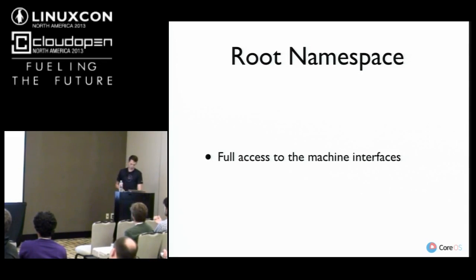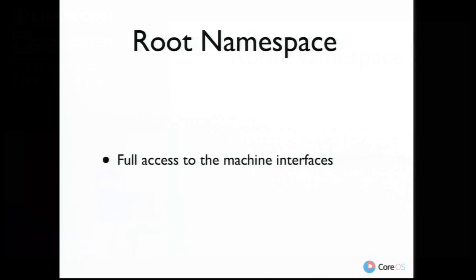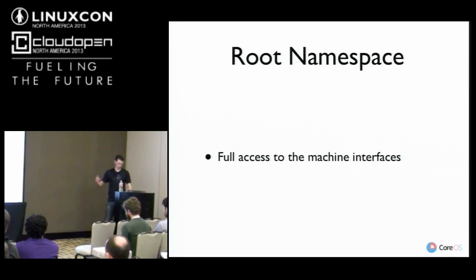And then the other way of doing it is the root namespace, where essentially you just are given access to all the devices. So by default, systemd-nspawn, which is another container tool connected to systemd that allows you to run a sort of machine container, gives you full access to the host's Ethernet devices. So if you want to bind to port 80 or whatever, you can.